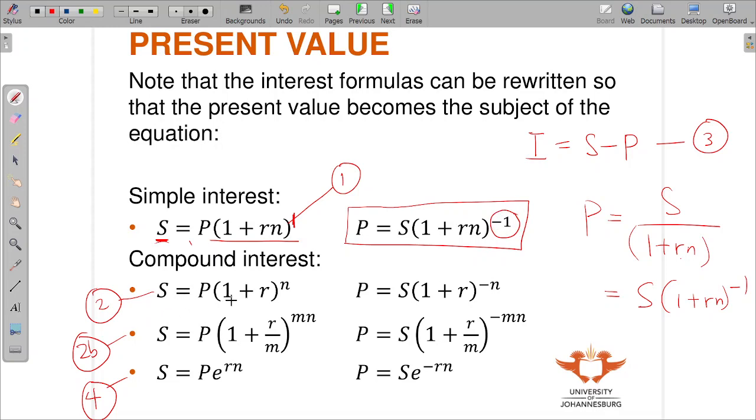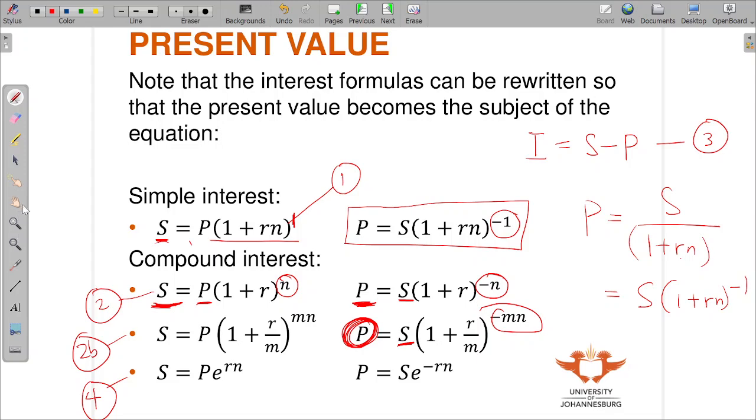So the same thing for the remaining equations. When it is compound interest, it is positive n, but when it is present value, it is negative n. But don't forget we are looking for the present value with the future at the right-hand side. But here we are looking for the future value with the present at the right-hand side. The same thing for this formula. This is the future at the right-hand side. We are looking for the present value at the left-hand side.